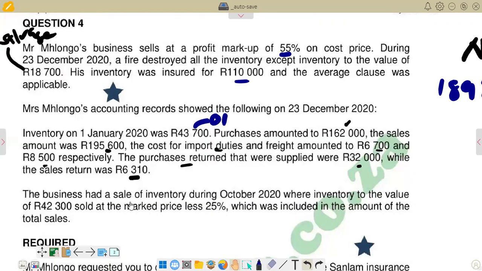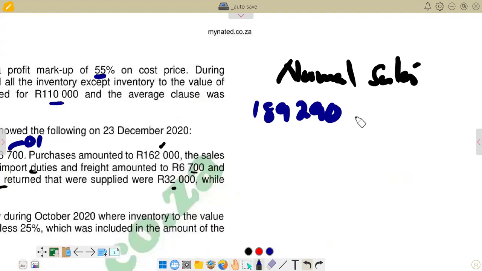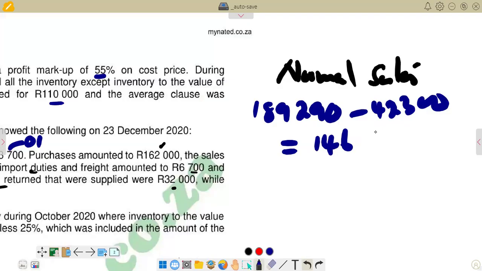which means its markup is not in line with others, which are having a markup of 55%. This one was sold with a markup which is 55 minus 25. So we need to remove it from the figure that we have for 189,290. So we come here, we remove this 42,300 to get our normal sales. So we subtract our 42,300, and obviously the figure that we are going to get there is 146,990.